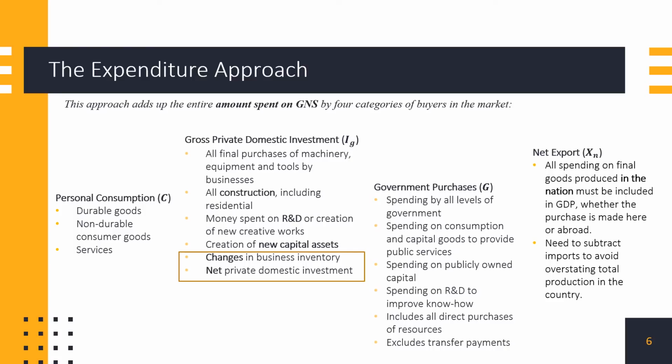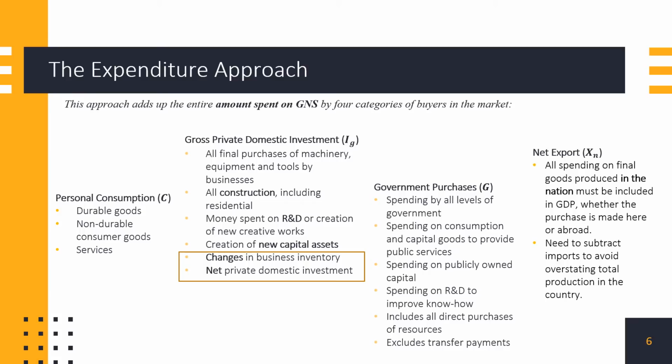Anything that's produced in our country must be included in our GDP, regardless of whether the purchase is made inside Malaysia or by other countries. This is basically called export. Whatever we export, meaning it is produced in Malaysia, we need to include in the calculation of GDP.